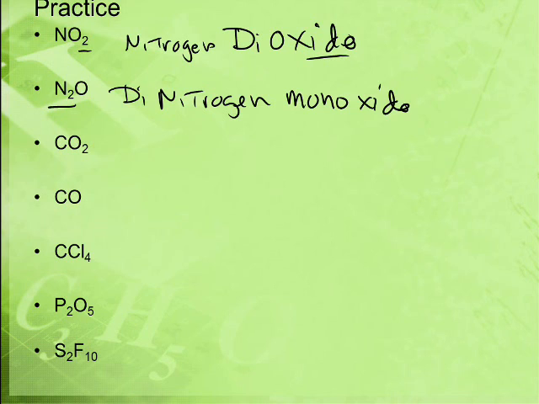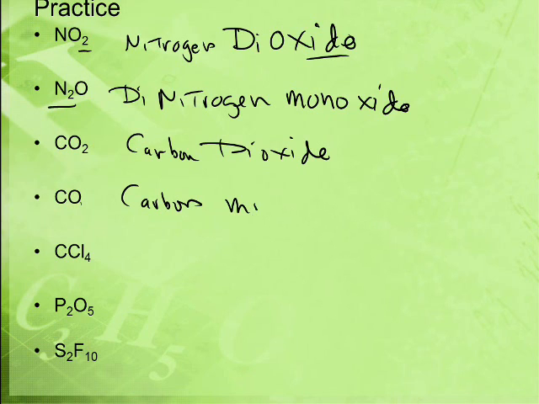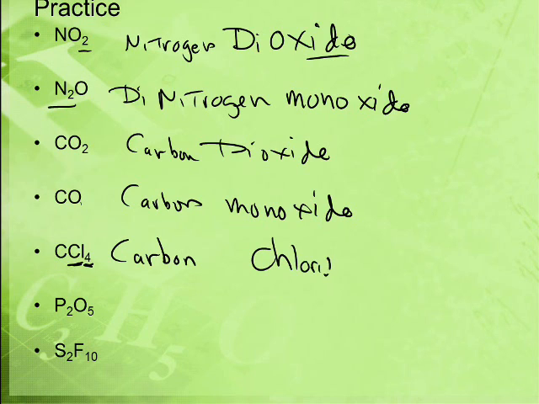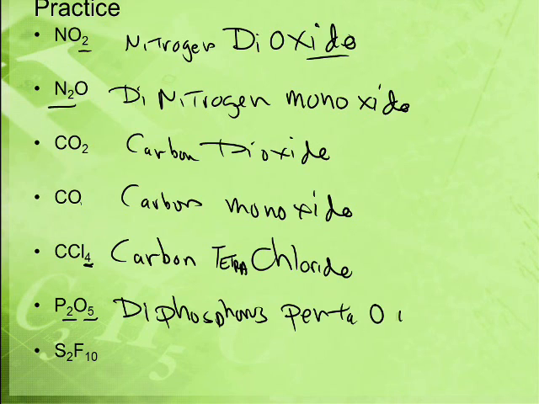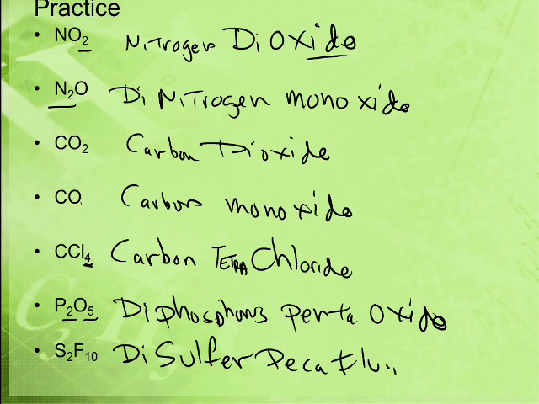This one is, as we went over, carbon dioxide. And we talked about carbon monoxide. Now there's four chlorines. So remember that in the ionic, the chlorine is chloride, and there's four of them, so it's tetra. Carbon tetrachloride. P2O5, it's two, so it's diphosphorus. Five is pentoxide. S2F10, disulfur decafluoride.